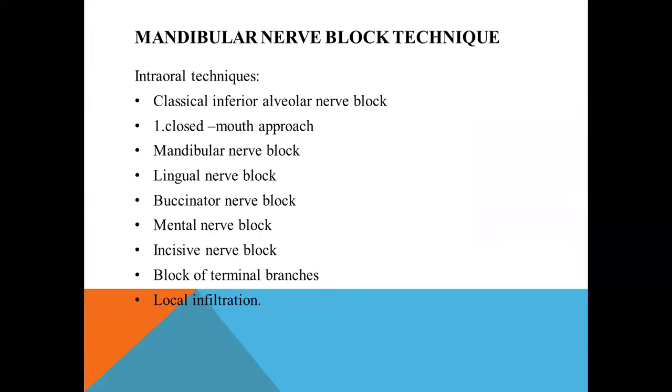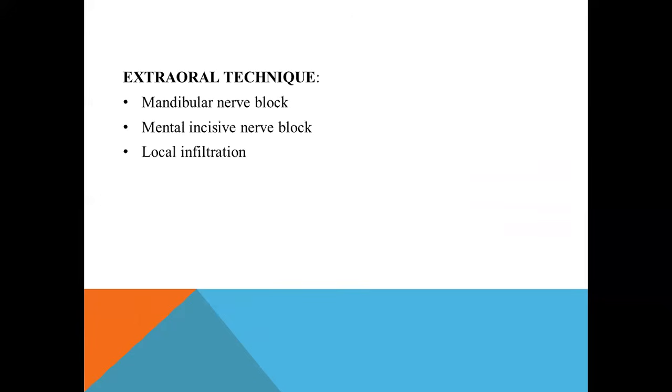Coming into the nerve block technique, what are all the nerve block techniques available? In case of the mandible, we have intraoral techniques and extraoral techniques. The intraoral techniques include the classical inferior alveolar nerve block, which includes the closed mouth approach, mandibular nerve block, lingual nerve block, buccinator nerve block, mental nerve block, incisive nerve block, a block of the terminal branches, and local infiltration. Coming to the extraoral technique, as the name states, you insert the needle extraorally, not inside the oral cavity, which includes a mandibular nerve block, mental incisive nerve block, and local infiltration.